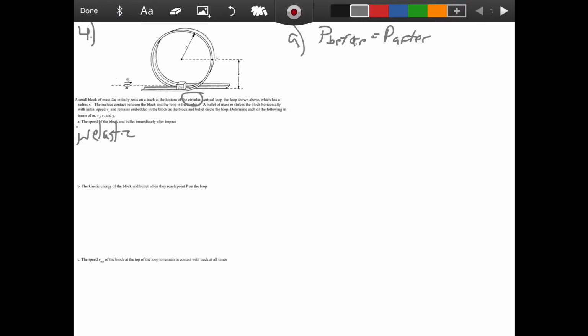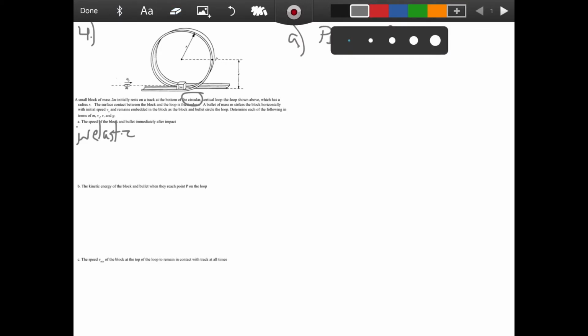Apologize for the bad handwriting. And initially, since this block is at rest, we can just ignore it. It has no momentum before the collision. So all of the momentum is in this bullet. And remember, momentum equals m times v.